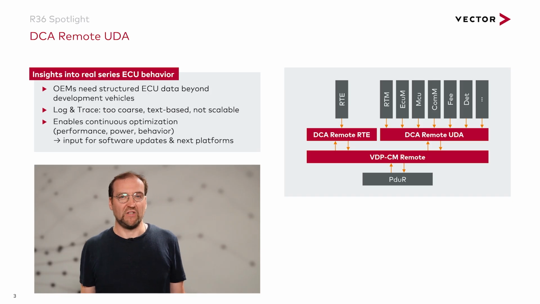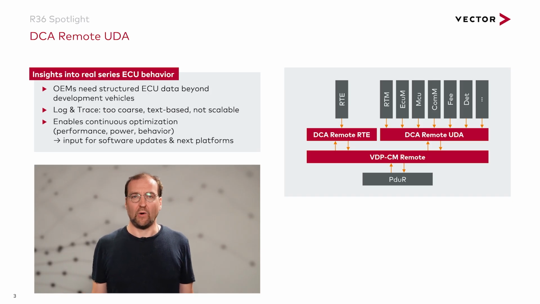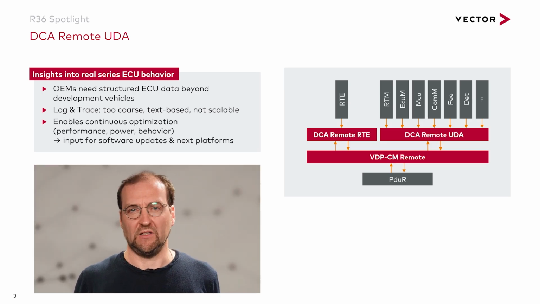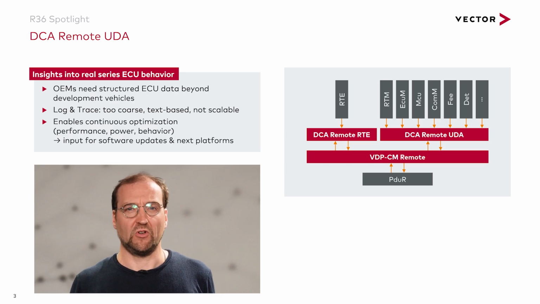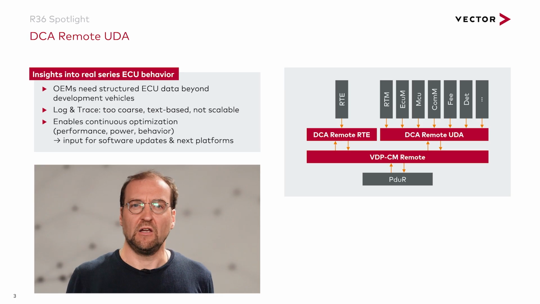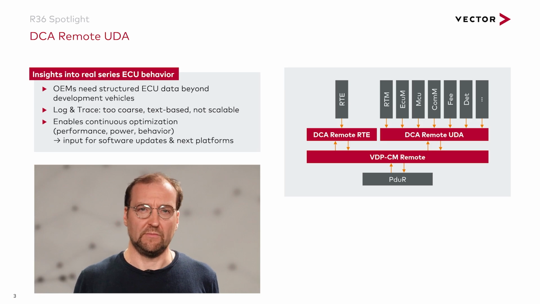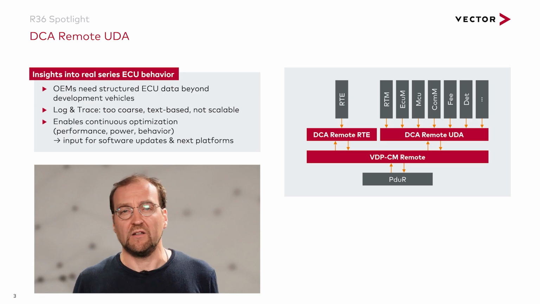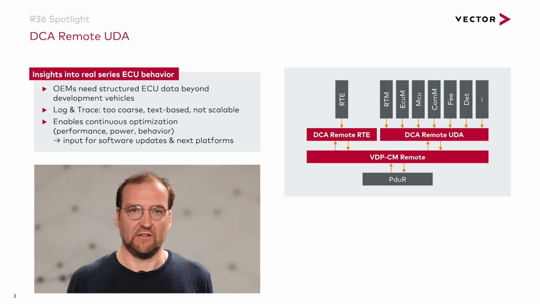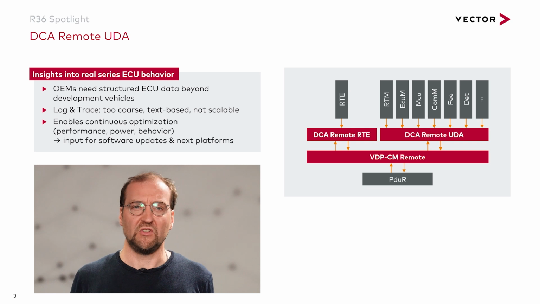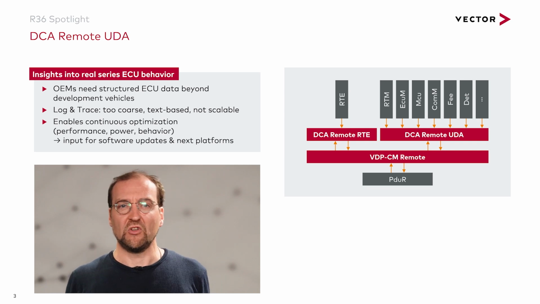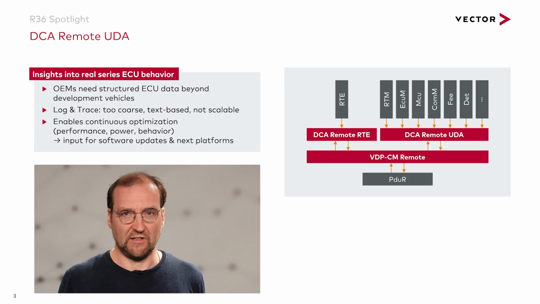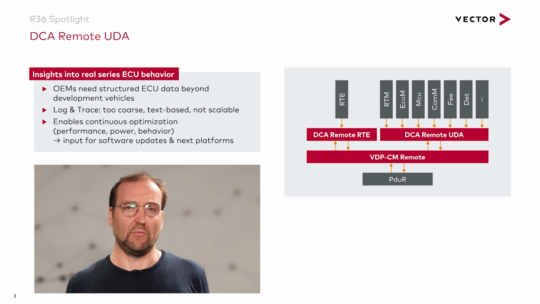Let me introduce to you DCA Remote UDA. So why did we introduce it into the Classic platform? OEMs are asking for much deeper insights into their ECUs, not only in development vehicles, but across test and series fleets. Traditional log and trace mechanisms are limited. They are coarse-grained, text-based, and hard to control selectively. This is exactly where data collection comes in. The DCA Remote UDA allows us to collect structured ECU data efficiently and with minimal CPU and runtime overhead.